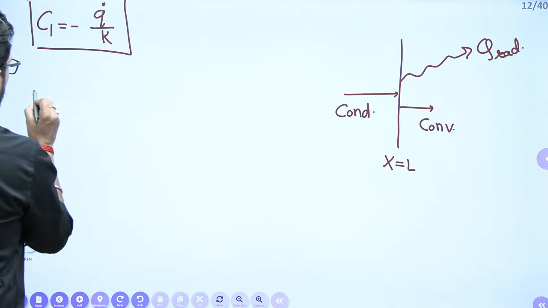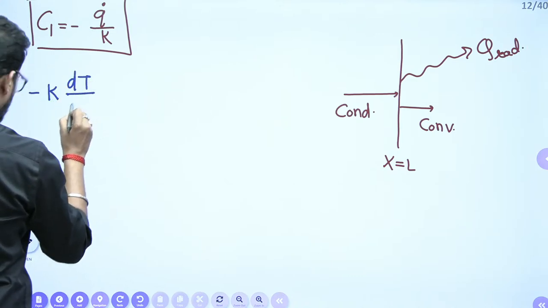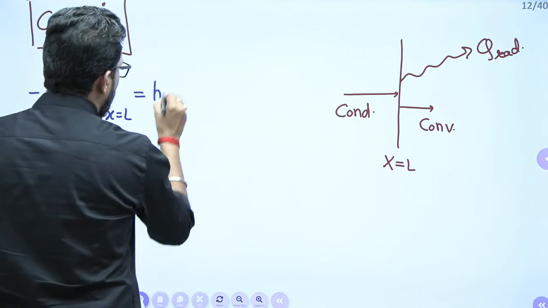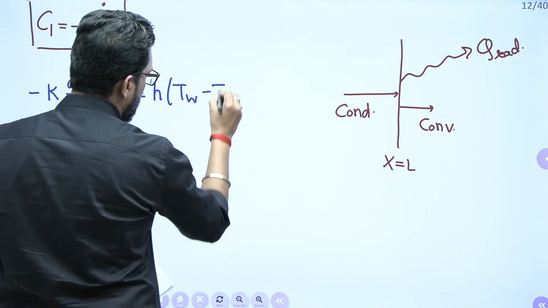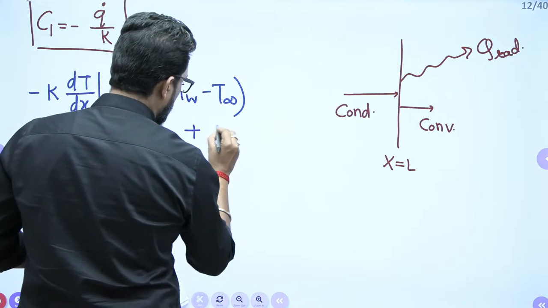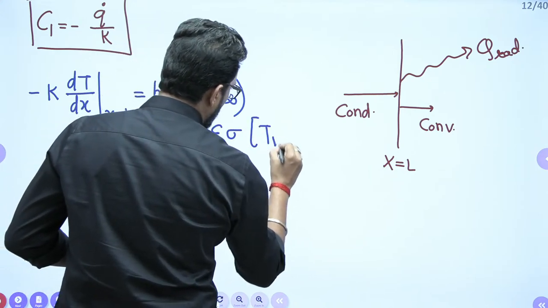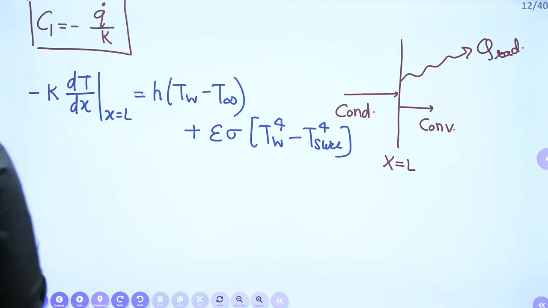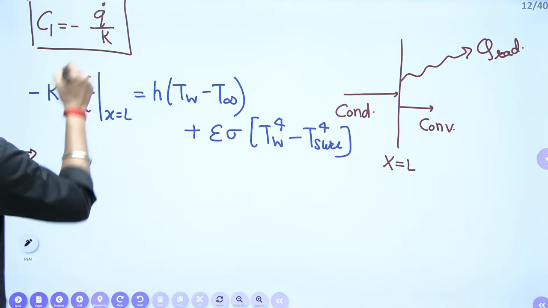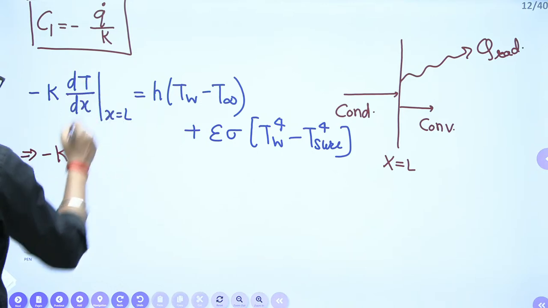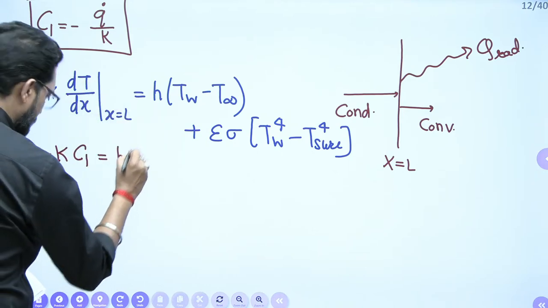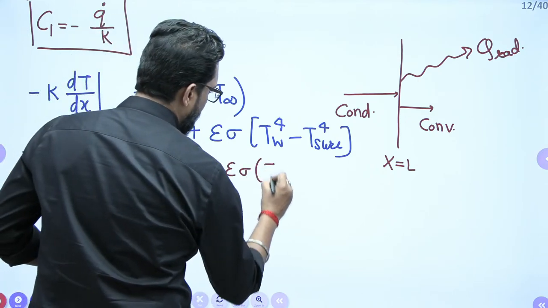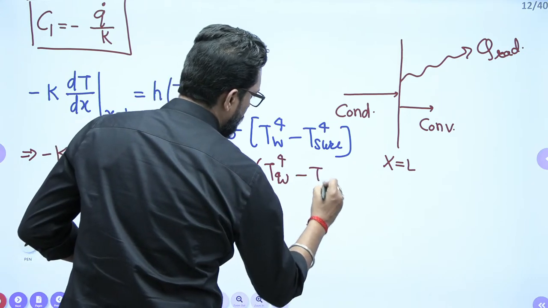So conduction is minus k dT over dx at x is equal to L, which equals convection, h into T wall minus T infinity, plus radiation, epsilon sigma T wall to the power 4 minus T surrounding to the power 4. Now put all these values. Minus k dT over dx at any x is equal to c1, and this equals h into T wall minus T infinity plus epsilon sigma T wall to the power 4 minus T surrounding to the power 4.